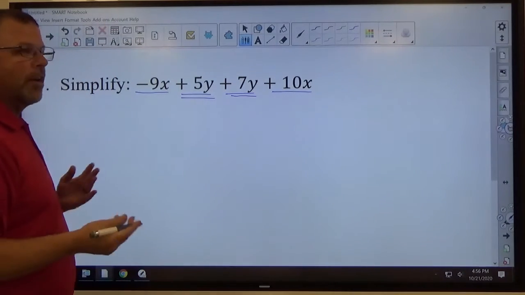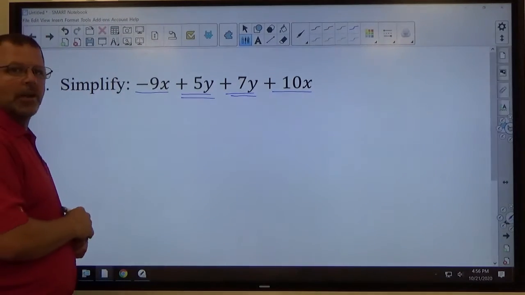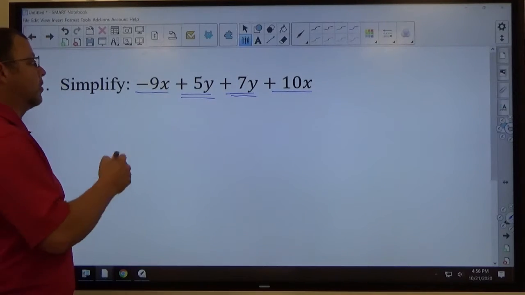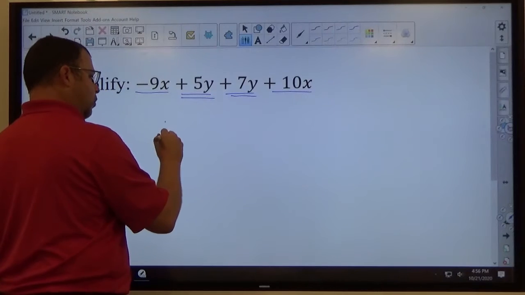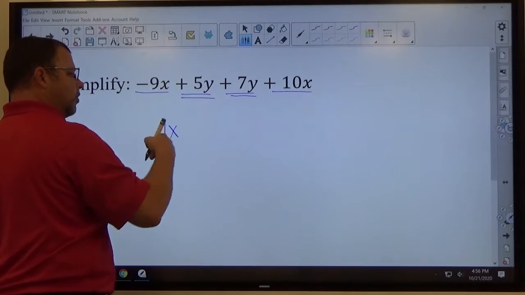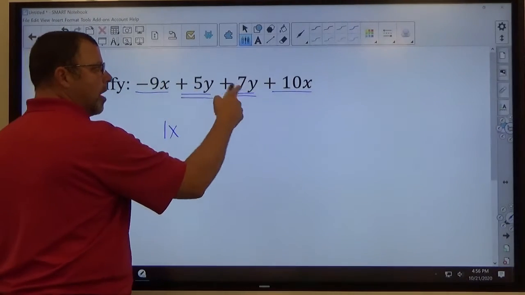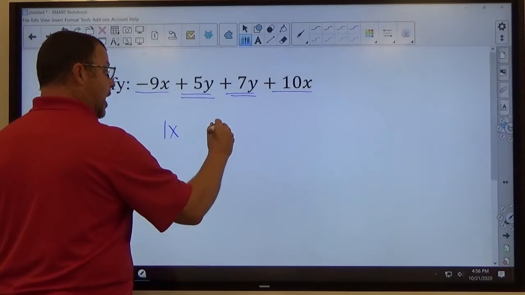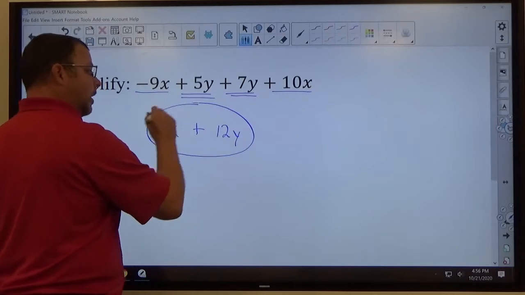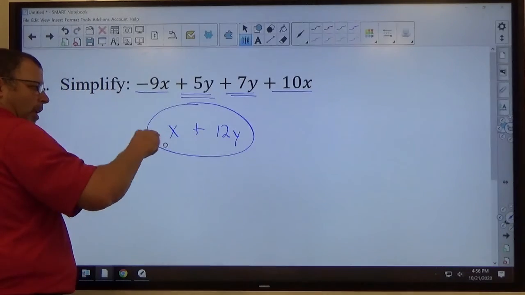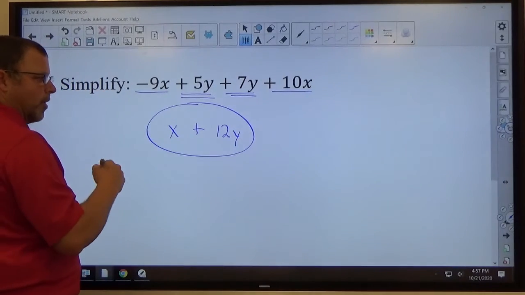We make a decision to add or subtract based on signs. If the signs match, we add. If the signs are different, we subtract. So the x's, negative 9 is different than positive 10, so we subtract to get 1x. 10 is bigger than 9, so it's positive. Positive 5y and positive 7y are both positive, so we add to get 12y. 7 is bigger, so it's positive. That is the correct answer. If you want to write x instead of 1x, that's fine. Doesn't matter one way or the other, they mean the same thing.